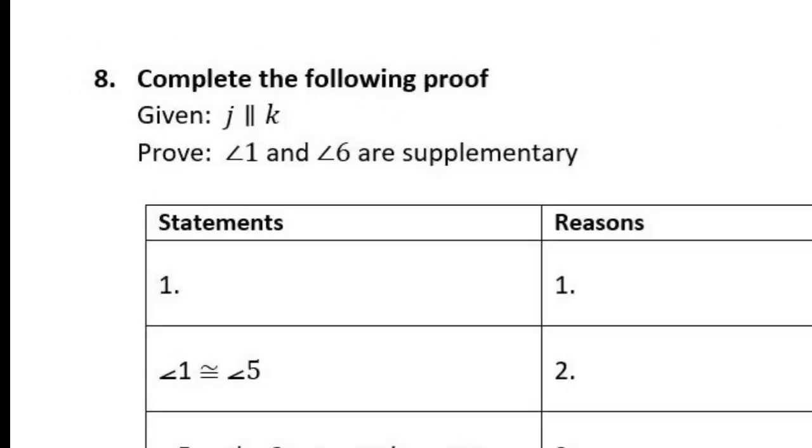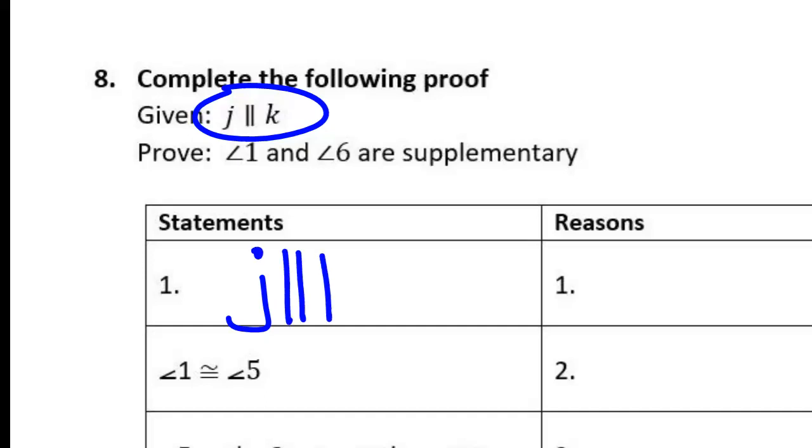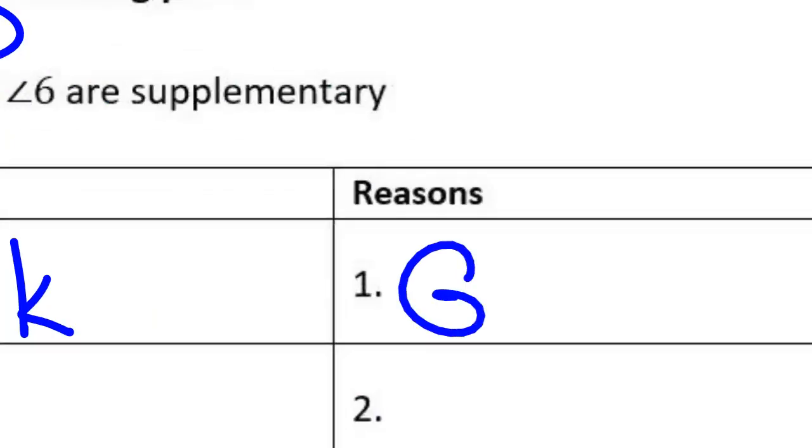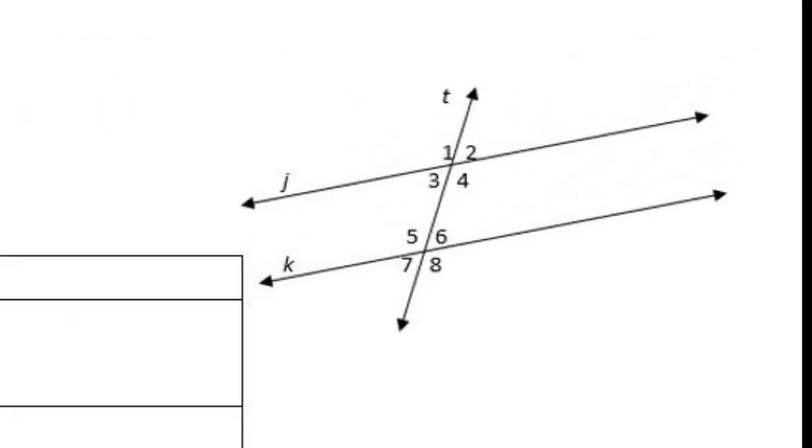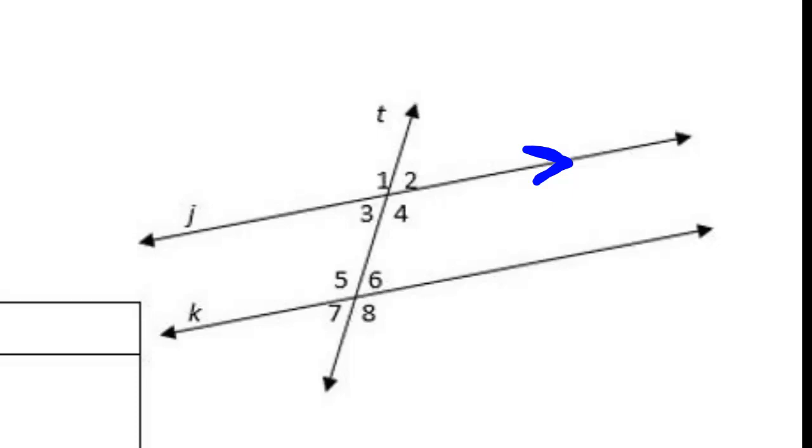All right, so my first statement is going to be my given information. J is parallel to K. My reason for that is because it's given. So I'm going to come over here and mark it on my picture. Because I already know that the lines are parallel, this is not one where I'm going to use a converse.